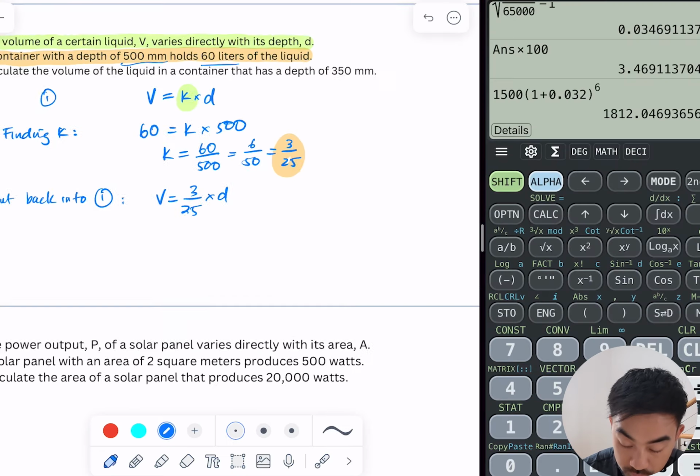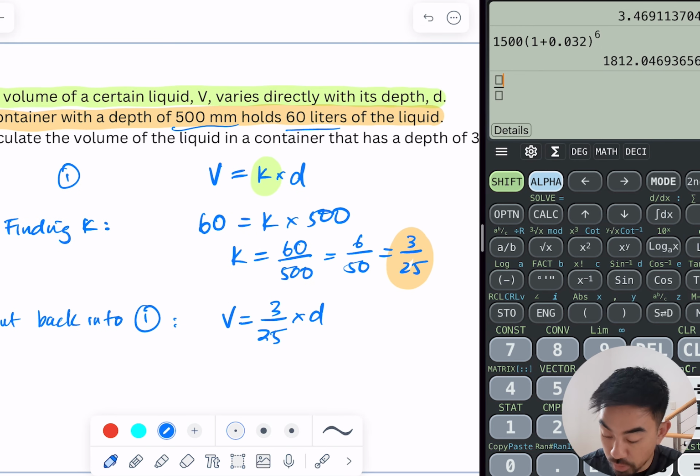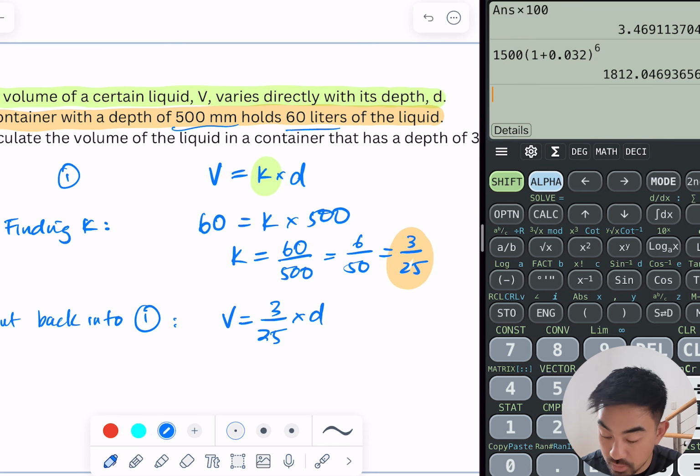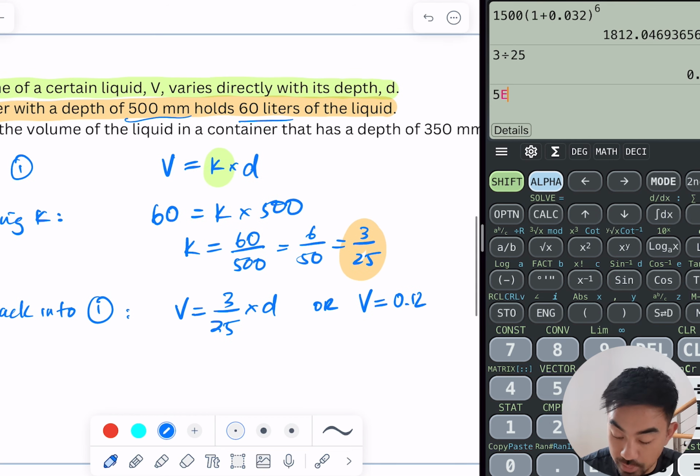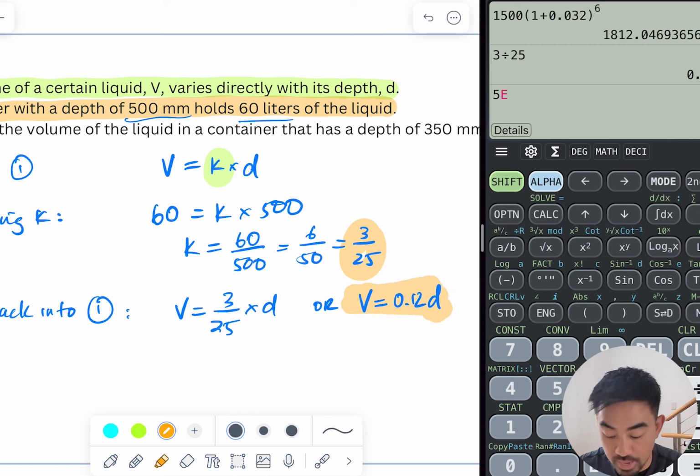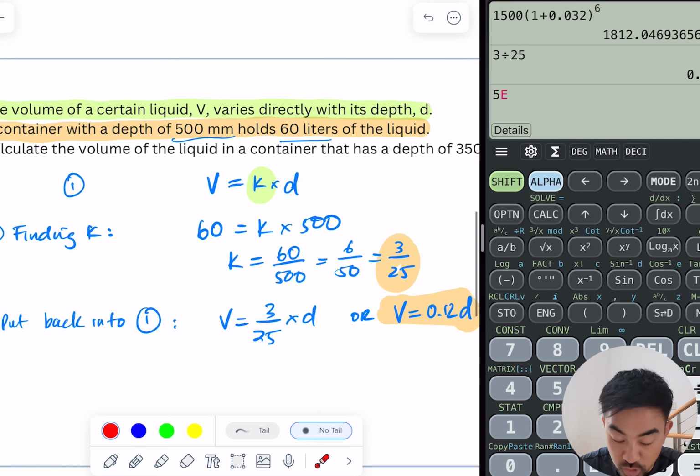So 3 over 25 is 0.12. And sometimes that actually works out a bit easier. So V equals 0.12 times D, or 0.12D. So from now moving forward, we're only going to use this equation. And anything up here, we kind of don't need anymore. So let's finish the question.